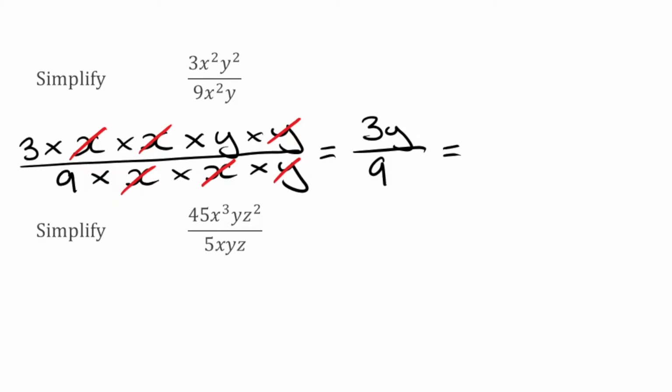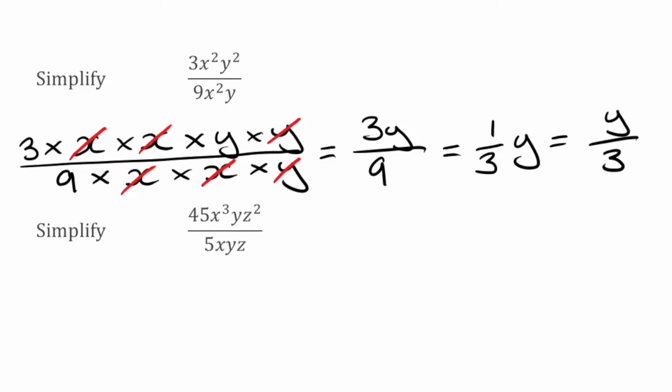So now we've got 3y divided by 9. So in terms of the numbers, we've got the 3 divided by 9, which is actually a third. So we'd end up, and bringing the y back, we'd have a third of y, which is the correct answer, but we can also write this as y over 3.